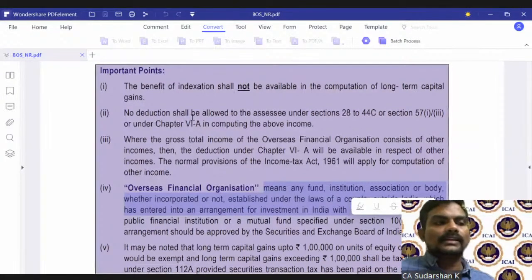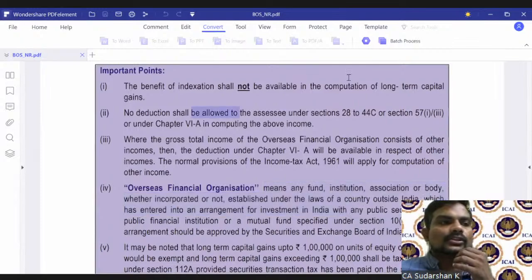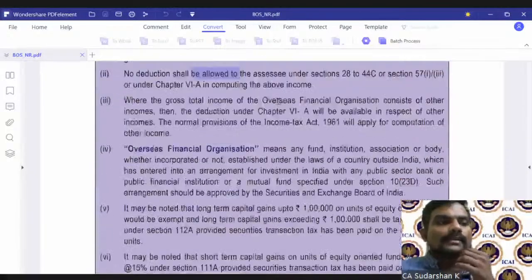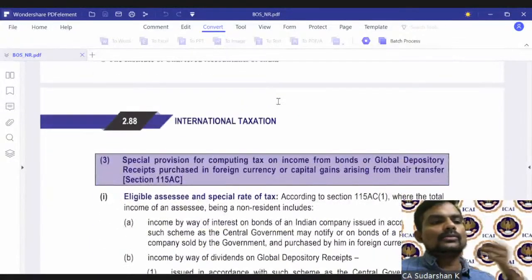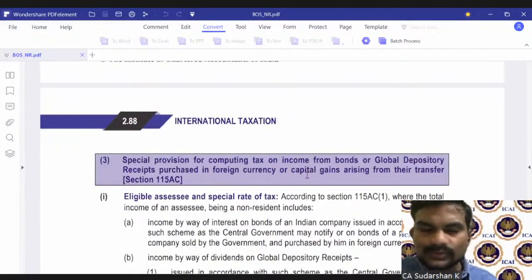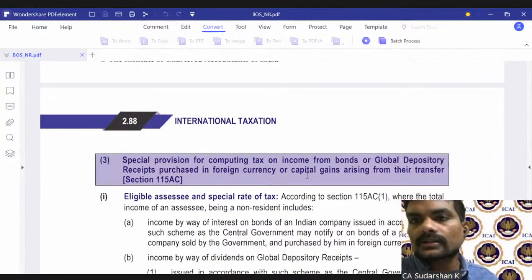And no deduction shall be allowed. Similar to 115A, there are no deductions allowed. No Chapter 6A deduction allowed. And similarly, the benefit of indexation will not be allowed. So specifically for certain overseas financial organizations, you have this benefit under 115AB. Now, similarly, you have 115AC. I just want you to be aware of it.